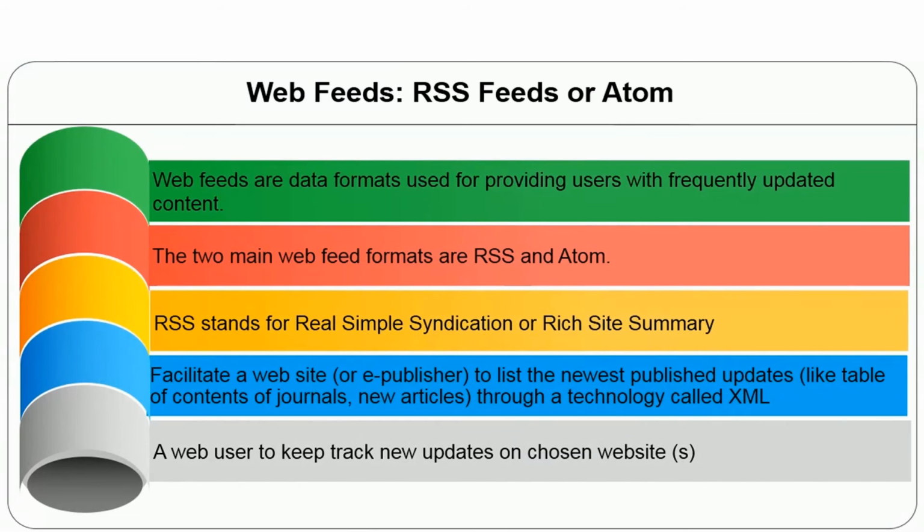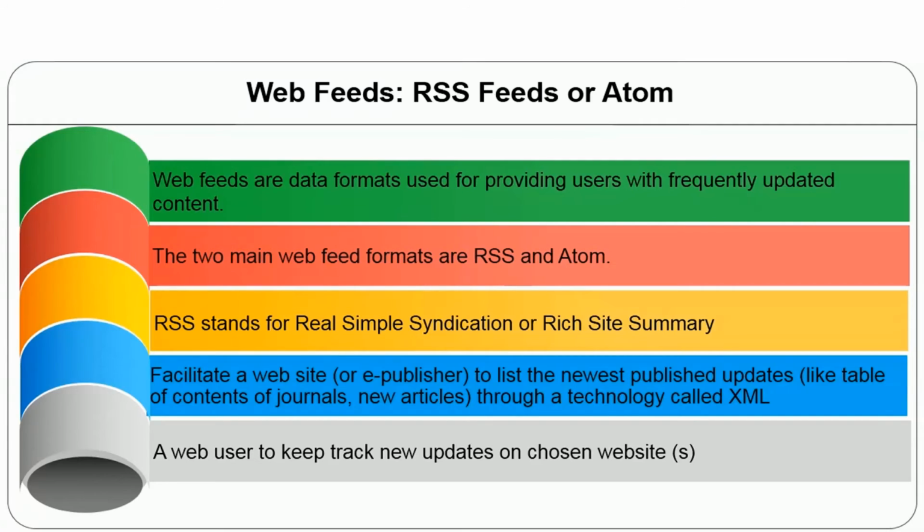RSS stands for Really Simple Syndication or Rich Site Summary. The summary of the complete news that appeared can come in one line to the user. That's why it is called syndication, which RSS stands for. And Atom. This facilitates a website publisher to list the newest published updates, like table of contents or new article lists, through a technology called XML. RSS uses an XML format and they provide this RSS feed in XML and the feed reader will read it. If you subscribe to the feed, you get it automatically.